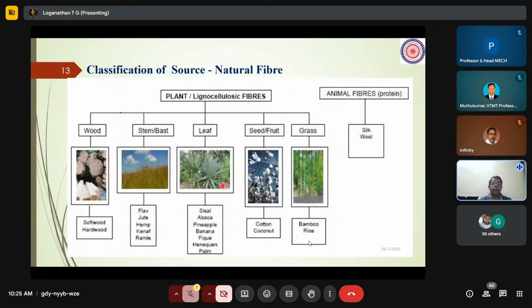Under each category, say if you are taking leaf, there are different varieties of fiber like sisal, abaca, pineapple, banana, ficus, palm. So if you come across any long leaf, we should be in a position to explore whether it has any fiber inside. If you are capable of extracting those fibers, then that will be a new fiber which you can bring to the research community, and you can motivate people to work on that particular fiber. Thereby, indirectly, we are supporting agriculture also. So these are some of the basic classifications.